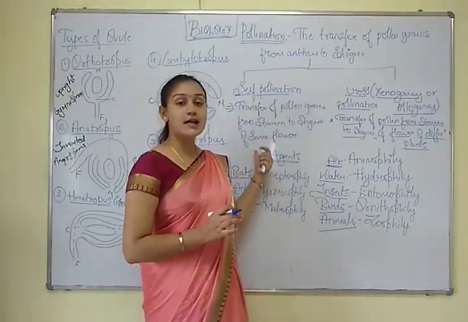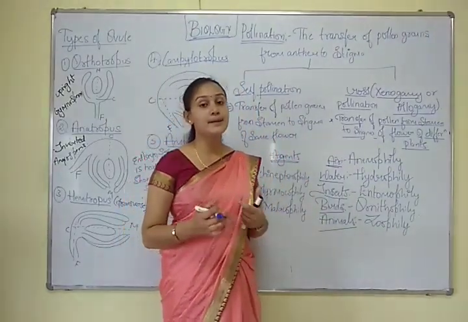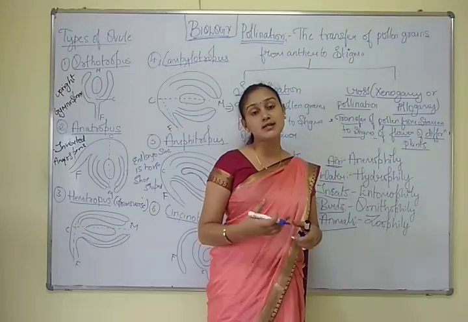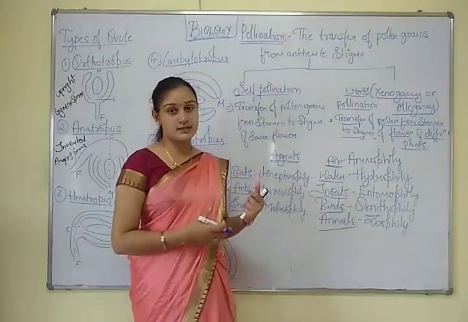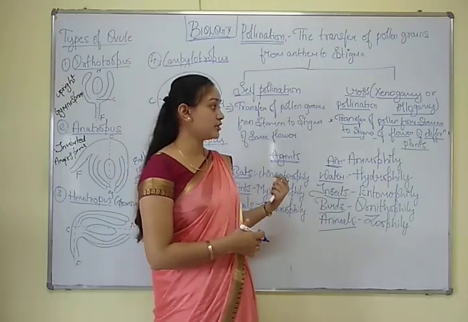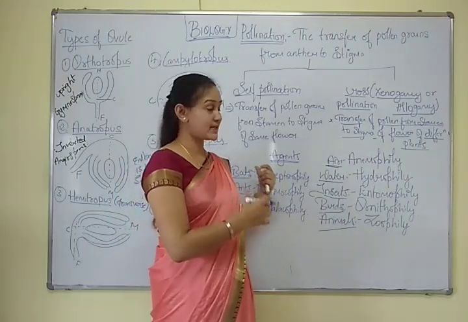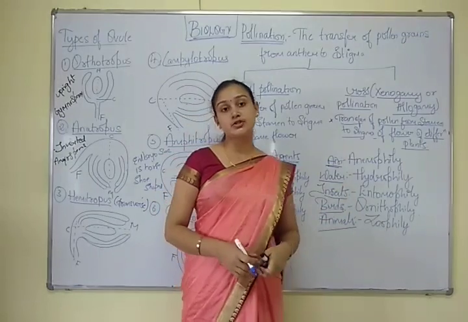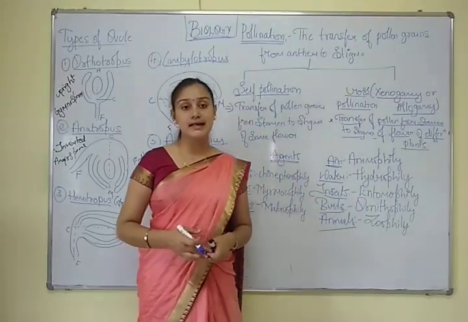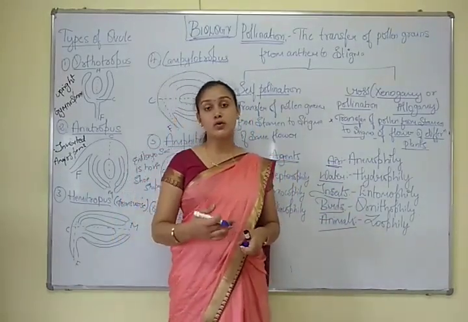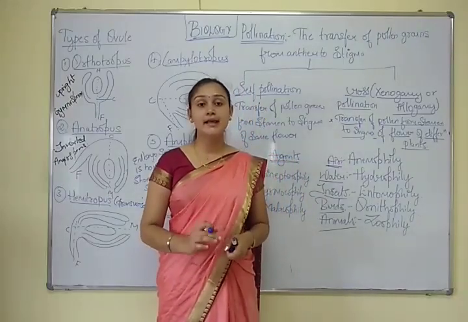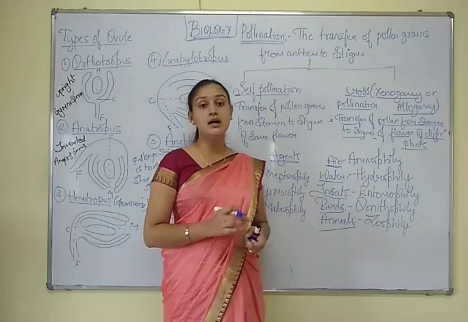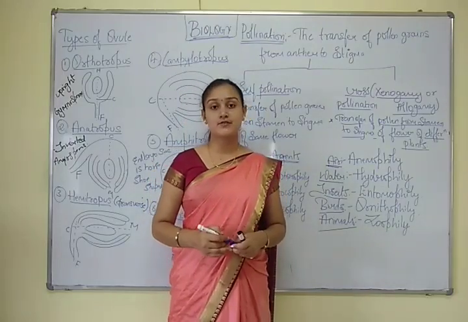Self-pollination doesn't help in evolution because no cross-fertilization takes place, and it is not as stable, whereas cross-pollination is more stable. In the next class we shall study the adaptations acquired by the plant to make cross-pollination take place successfully. Thank you.